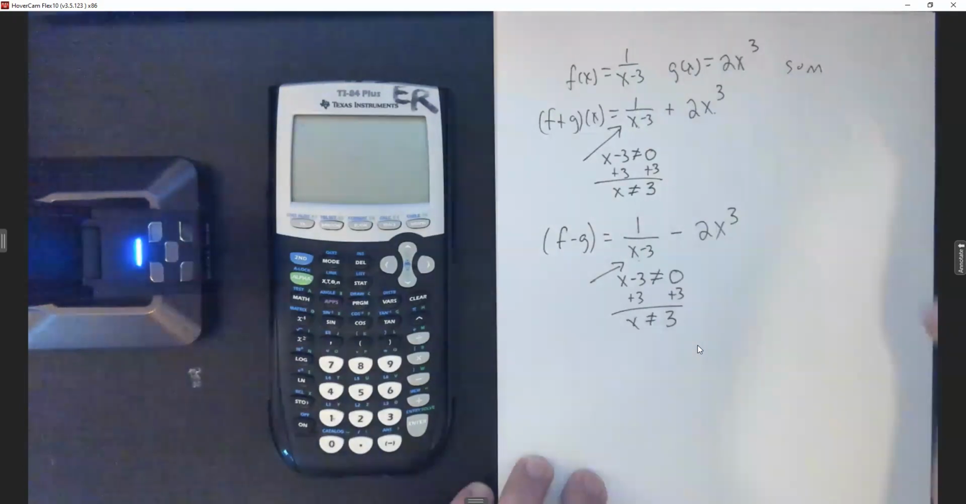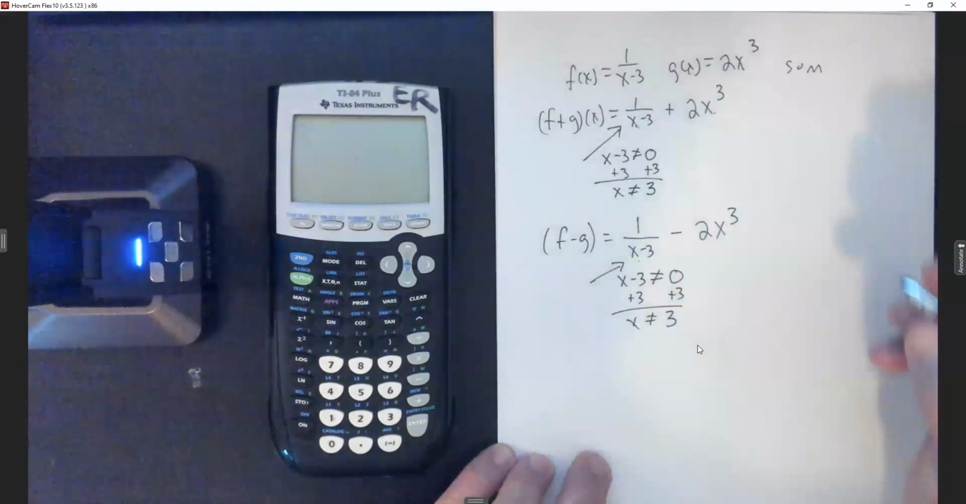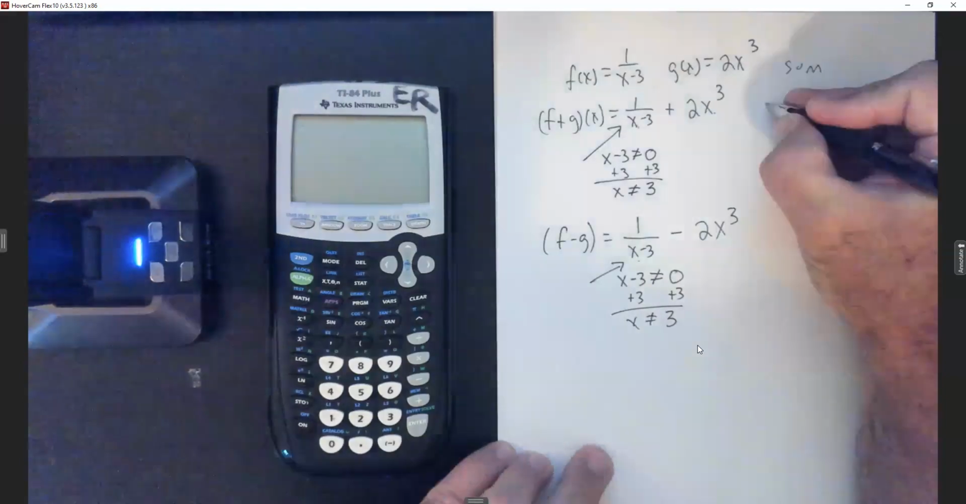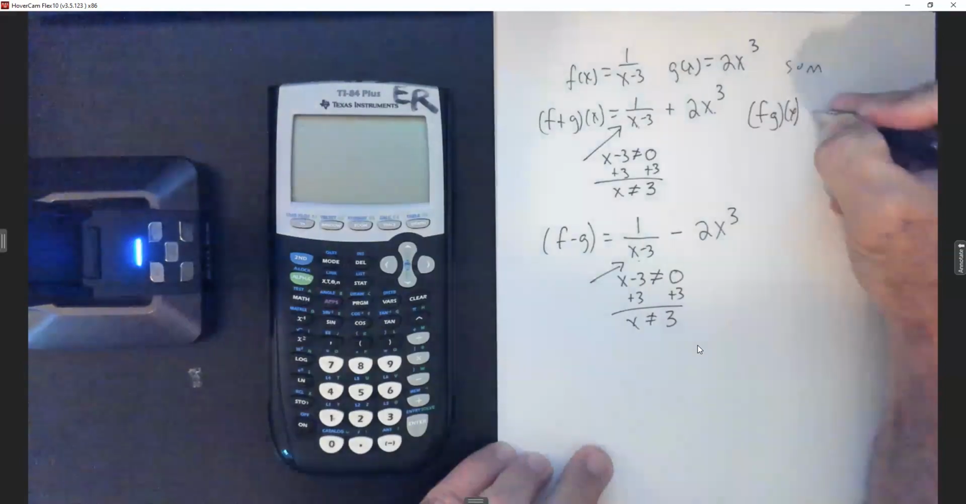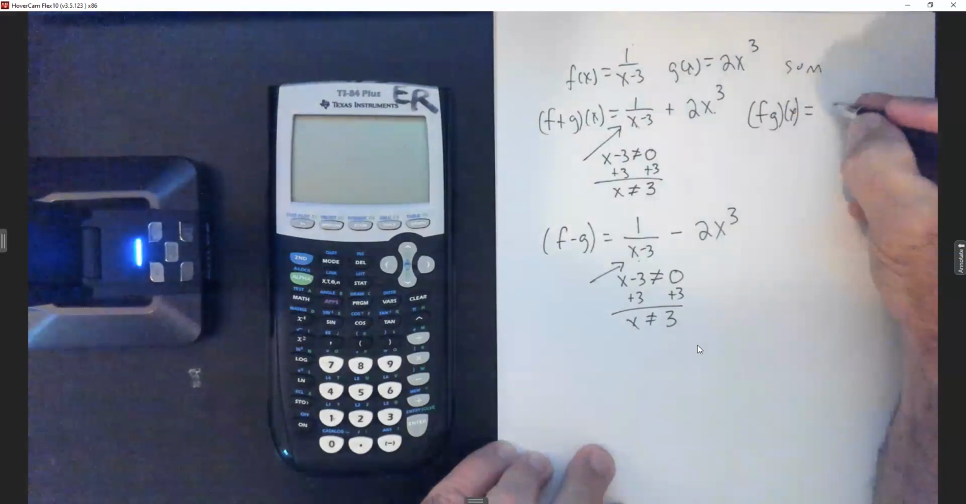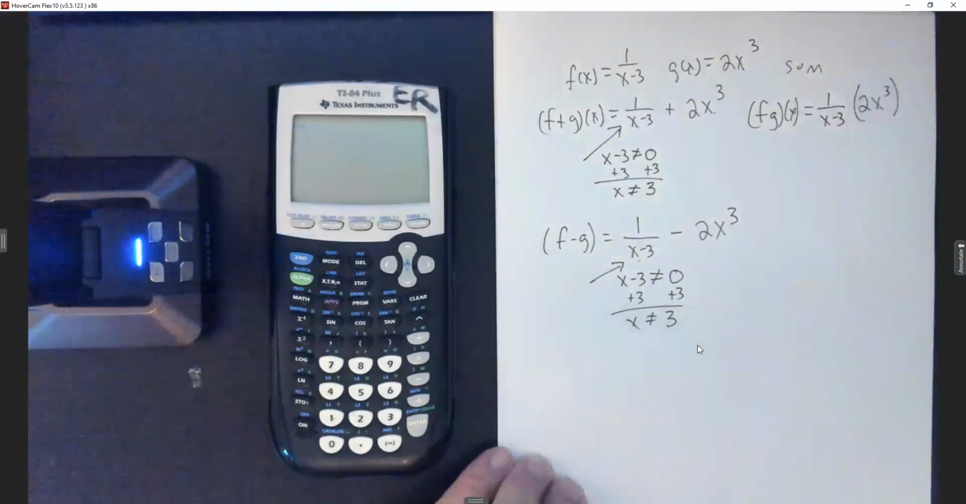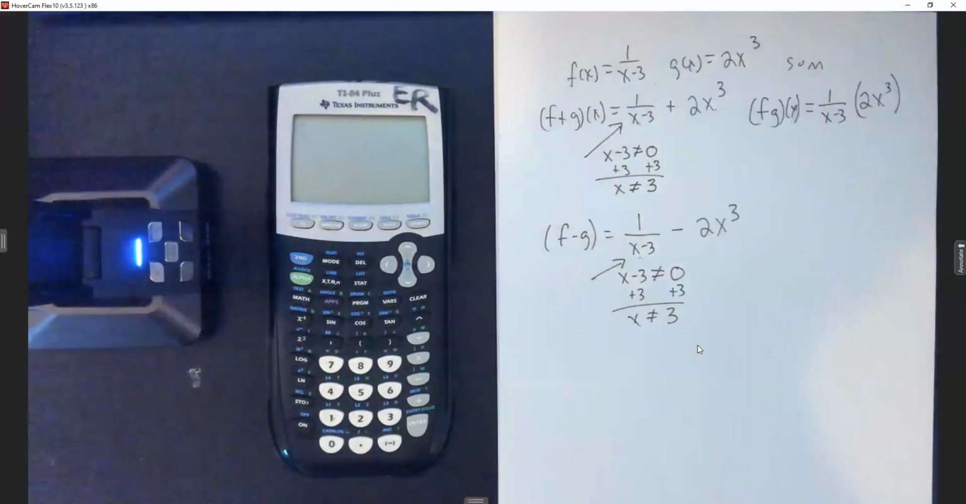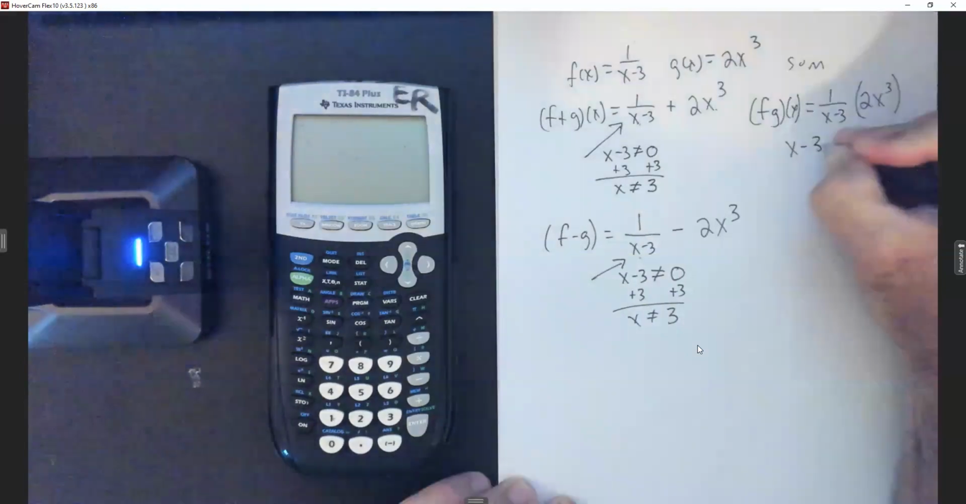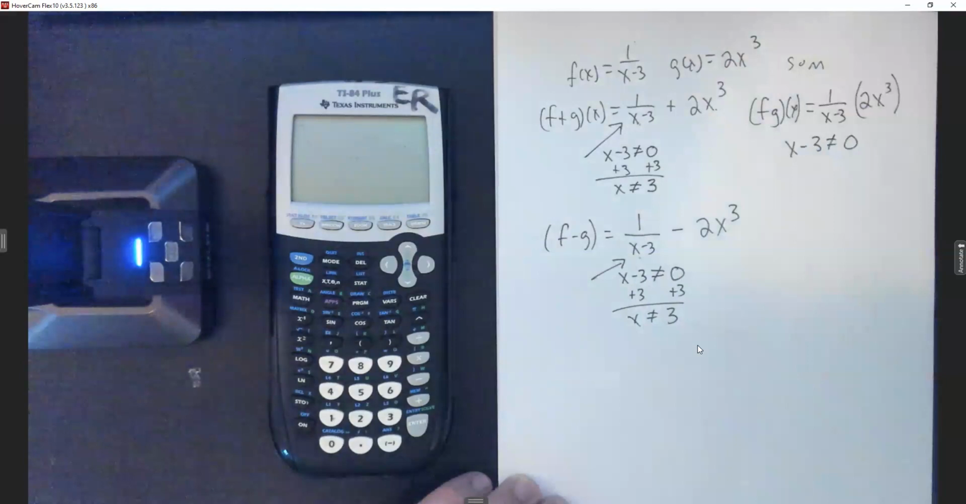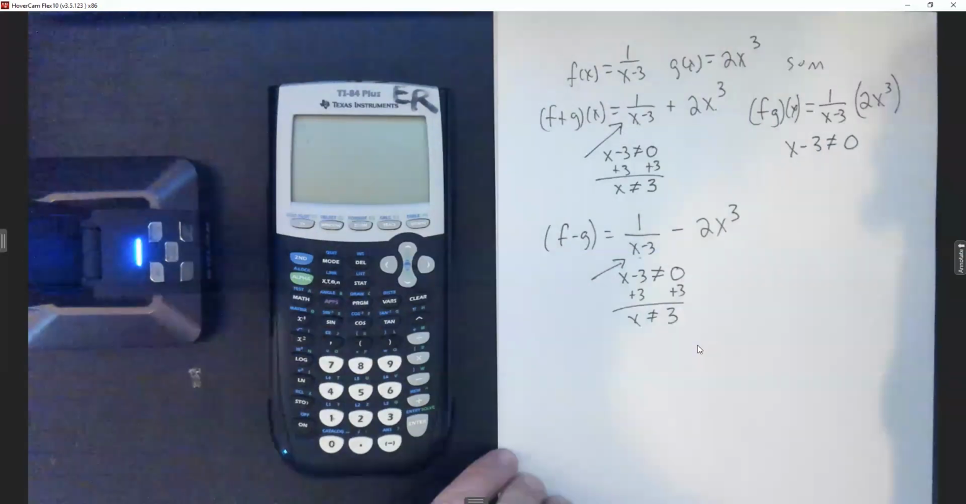Y'all, what's going to happen when I multiply these? f times g of x is going to equal my f, which is 1 over x minus 3, times my g, which is 2x to the third. And I think I heard someone say that it's going to be what? 3. x cannot equal 3. Yeah, same thing, because the only thing that's bothering us is that fraction again. So do that and get that 3 again.